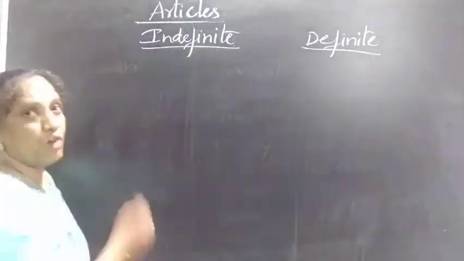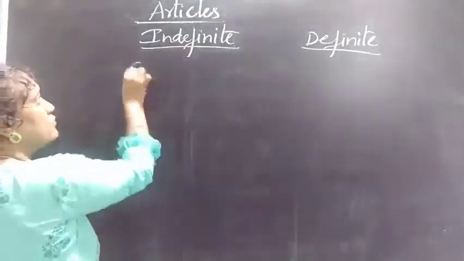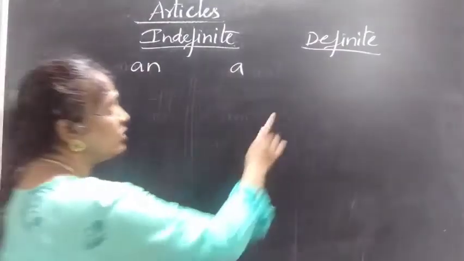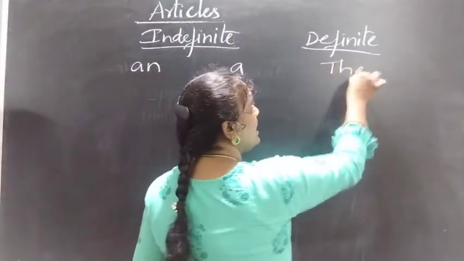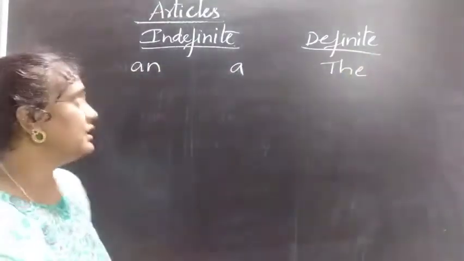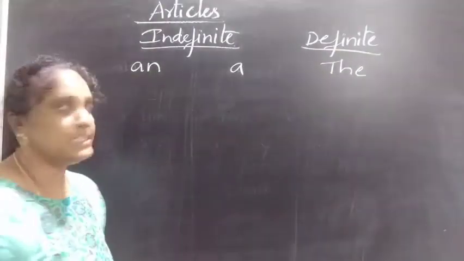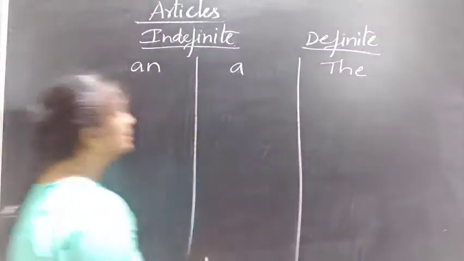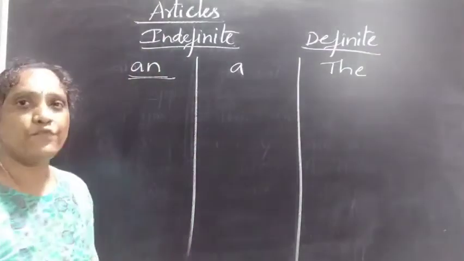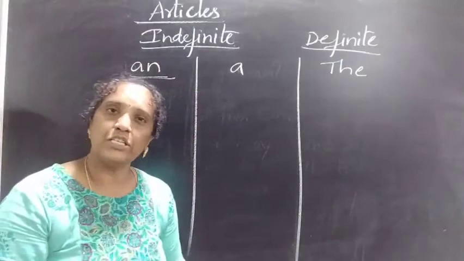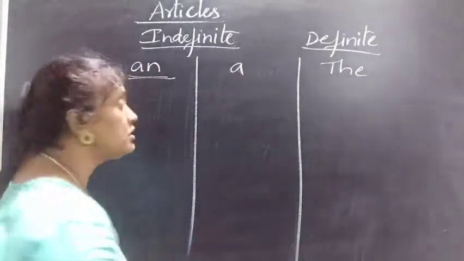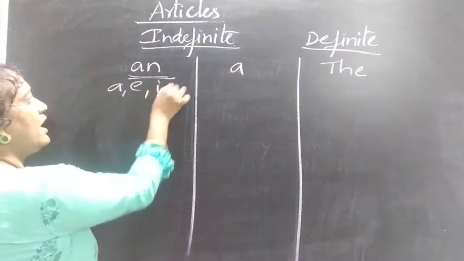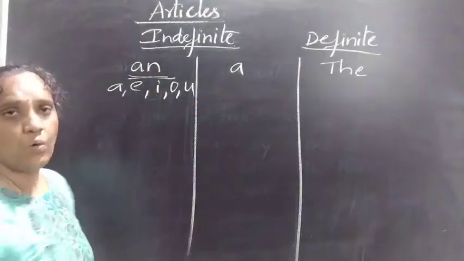Let us see what the actual indefinite articles are. We have two: an and a, an and a. The is the definite article, and a and an are the indefinite articles. Now, if I am talking about indefinite things, an is used in front of words which have a vowel sound. What sounds? Vowel sound. A, E, I, O, U, these are the vowels.